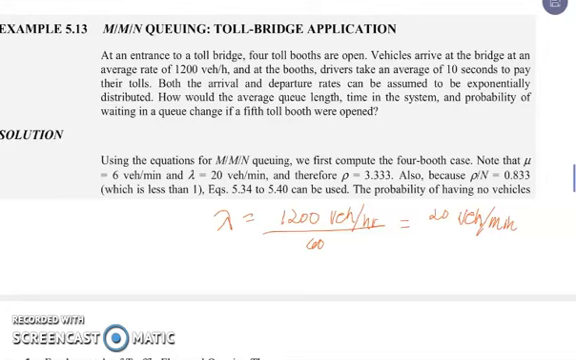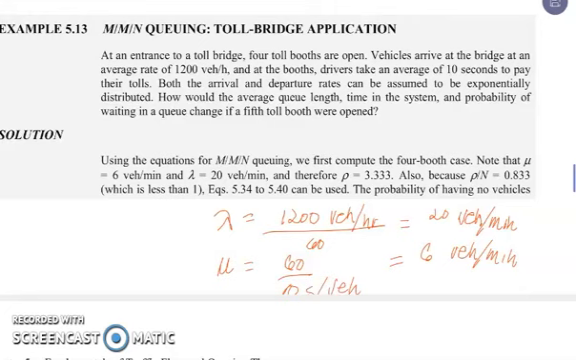Now for our average departure rate, it took an average of 10 seconds for the drivers to pay their tolls. So that is 10 seconds per vehicle. If we convert that to minutes, that will be 60 all over 10, so we got here an equivalent value of 6 vehicles per minute. You have to take note that 10 seconds is per vehicle.